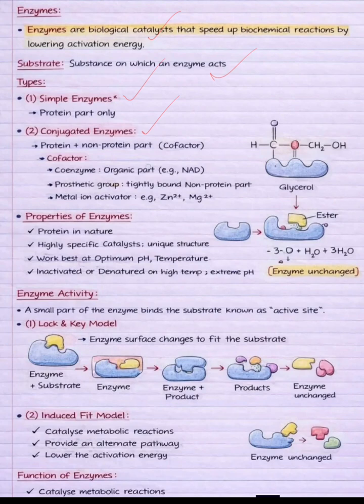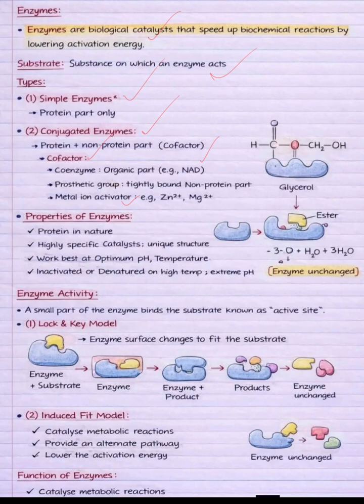These cofactors are of three types. First, coenzyme: an organic molecule that helps the enzyme function. Example is NAD. Second, prosthetic group: a non-protein component that is tightly bound to the enzyme. Third is the metal ion activator. Some enzymes require metal ions such as zinc and magnesium for proper activity. Protein plus cofactor becomes the active enzyme.